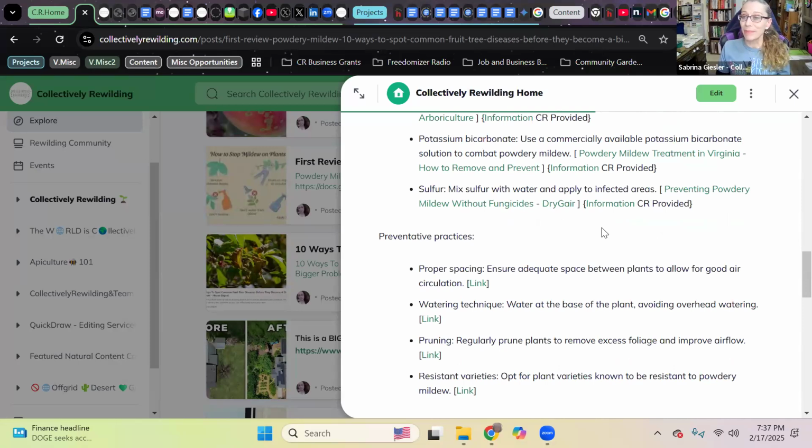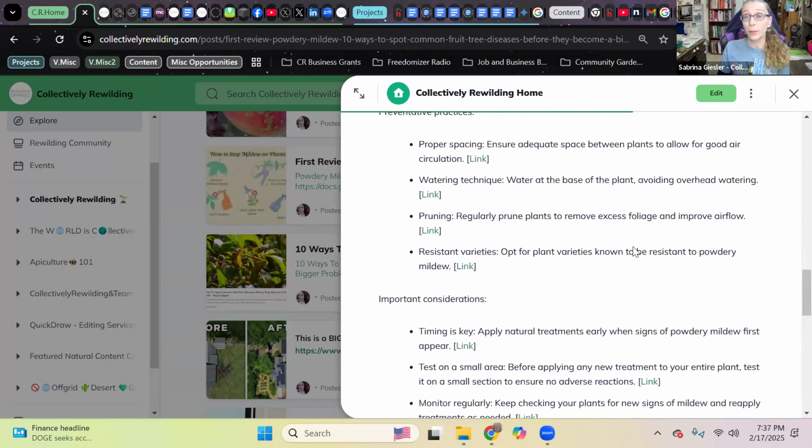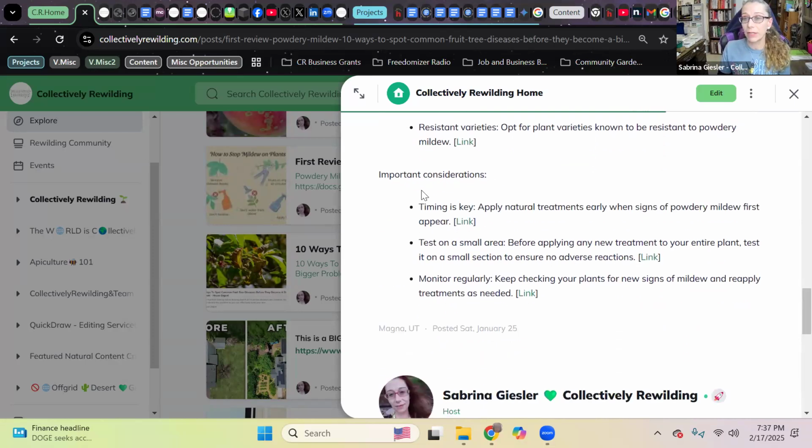Sulfur, obviously, that is a natural element. So you have a little bit of a breakdown of what sulfur is, just so that you can really understand what you're dealing with. These are some preventative practices. We've provided the links that they got these from just so that you can tear through it as much as you want. Obviously, there's no chemical intervention here, so we don't have any complaints or need for extra information. And then they have some other things to consider about timing, testing on a small area, and monitoring regularly.